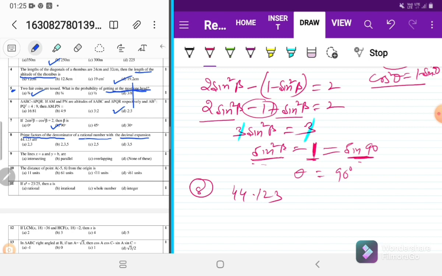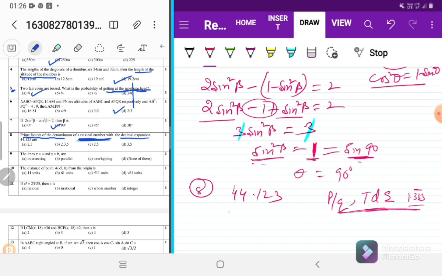You should know what the conditions are for a rational number. Any number will be rational when it is in the p upon q form, or we can say that it has a terminating decimal expansion, or a non-terminating repeating decimal. Non-terminating means like 1.333 bar, that is non-terminating. So these three conditions should hold for a rational number.